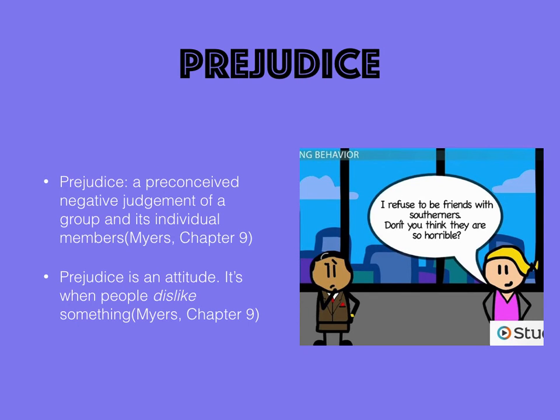Prejudice is a preconceived negative judgment of a group and its individual members. Prejudice is an attitude. It's when people dislike something. So it's the thought process and not the action.